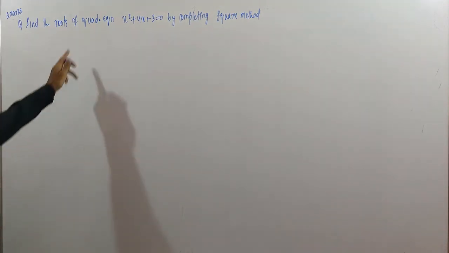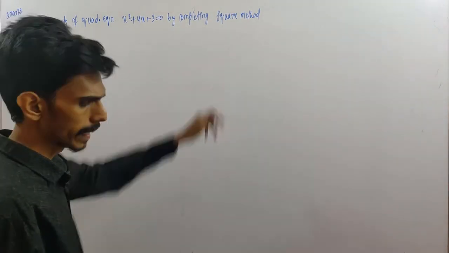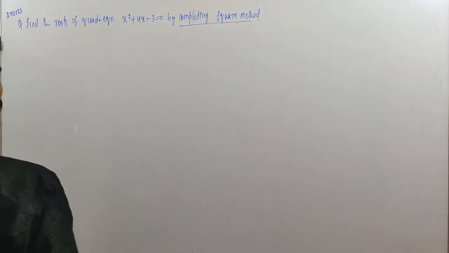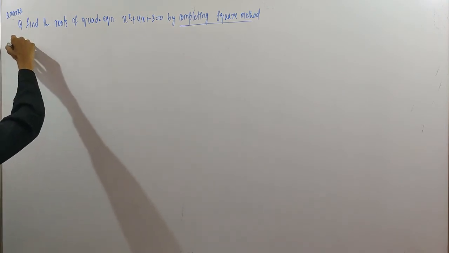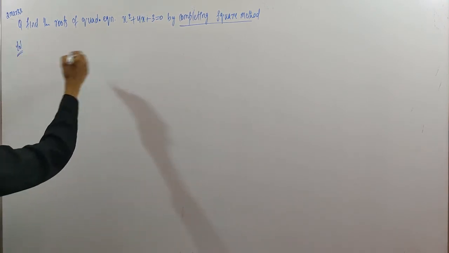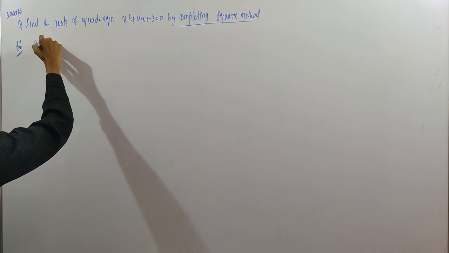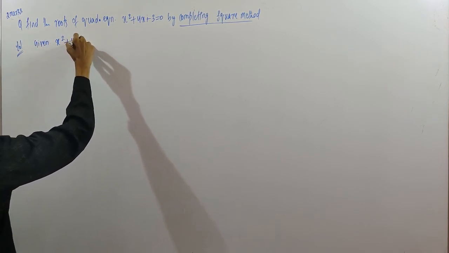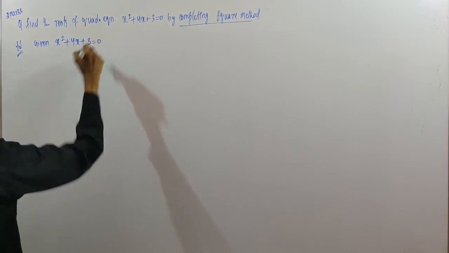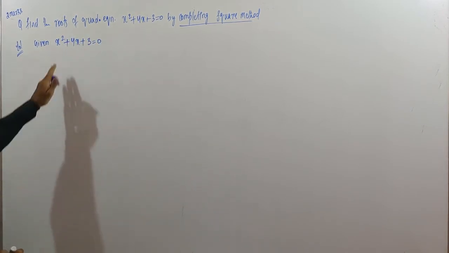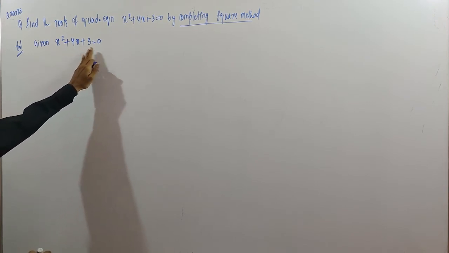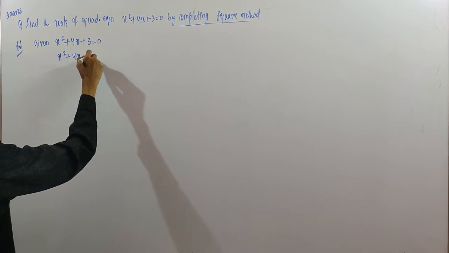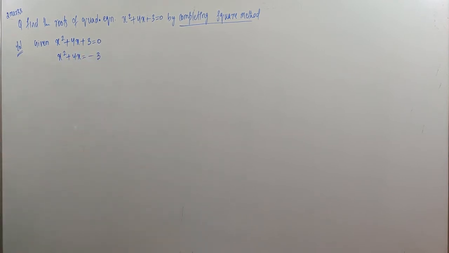Find the roots of the quadratic equation by completing square method. Completing square method is required. Given the quadratic equation, we have x square plus 4x plus 3 is equal to 0. Keep the x terms here and the constant term to that side. We have x square plus 4x is equal to minus 3.